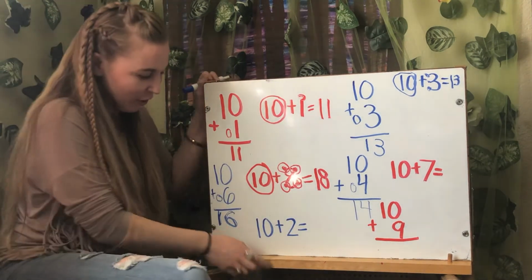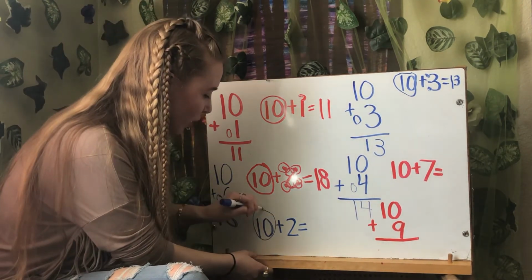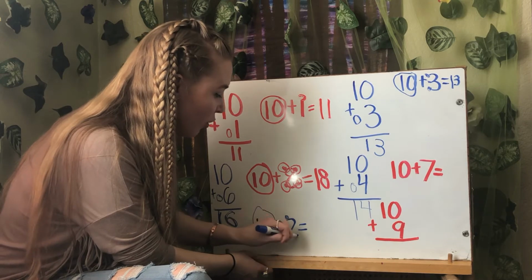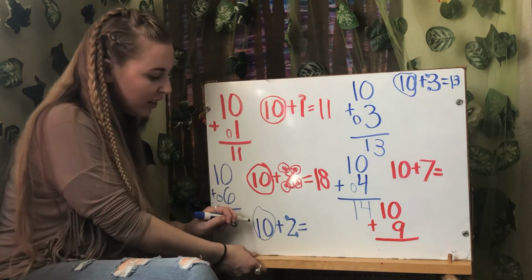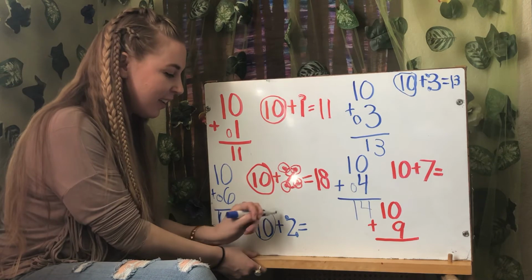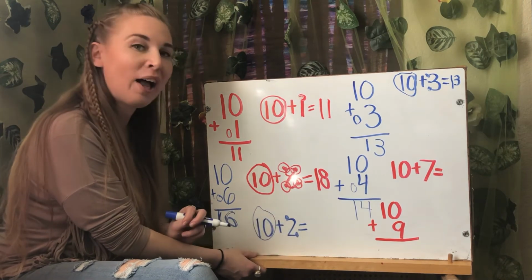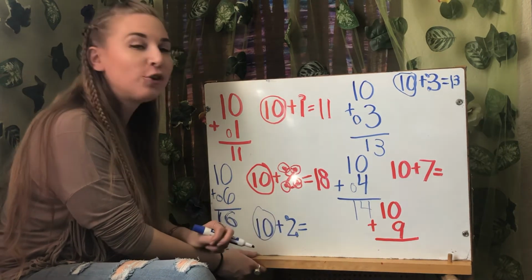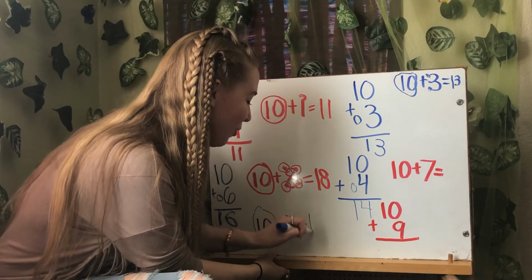Let's come on over to here now. Let's circle the big number, add touch points to the smaller number, point to it and say it. So 10, 11, and then 12. So 10 plus 2 equals 12.